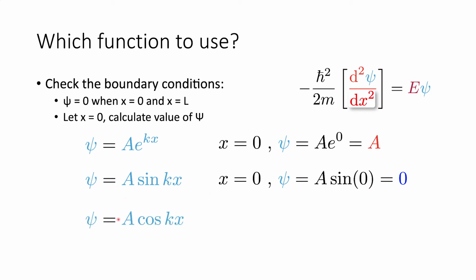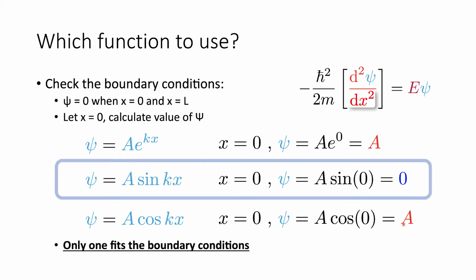Let's now look at the cosine function. A times cosine of kx, cosine of 0, gives 1. So we end up with a non-zero wave function. So only one of these fits that boundary condition.